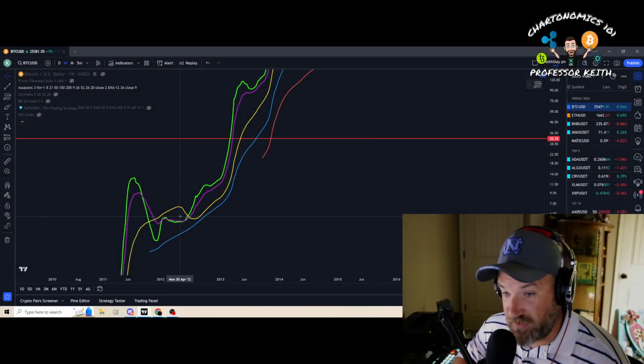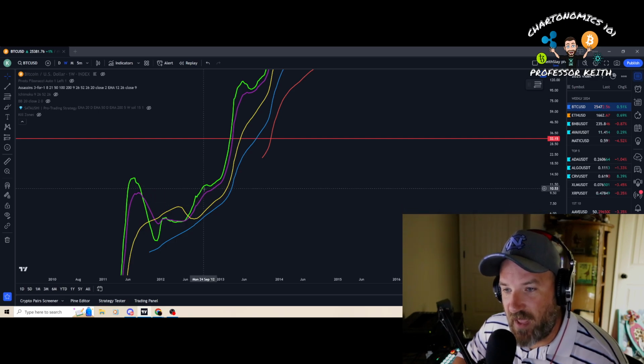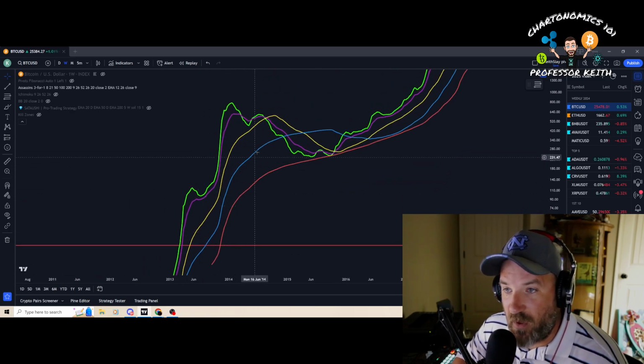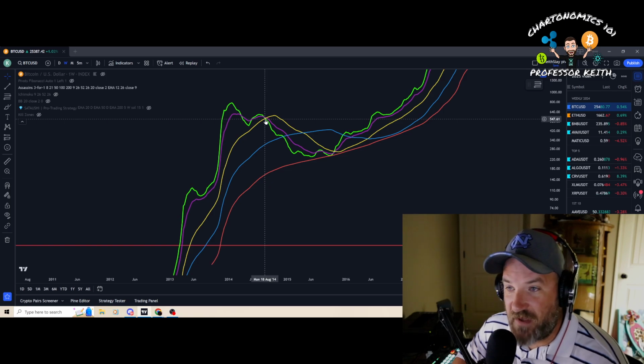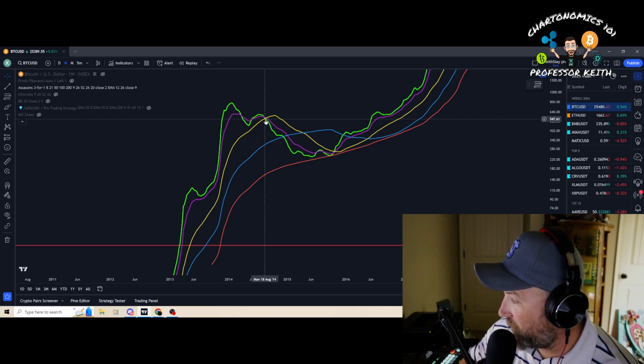2020, oh sorry, this is 2012 into 2013. 2012, they all lined up perfectly: 8, 21, 50, 100, and the 200 would have been down here somewhere, but it didn't exist yet. From there, it stayed up all the way to $547. That was back in 2014. None of you had Bitcoin. I'm sure of it.